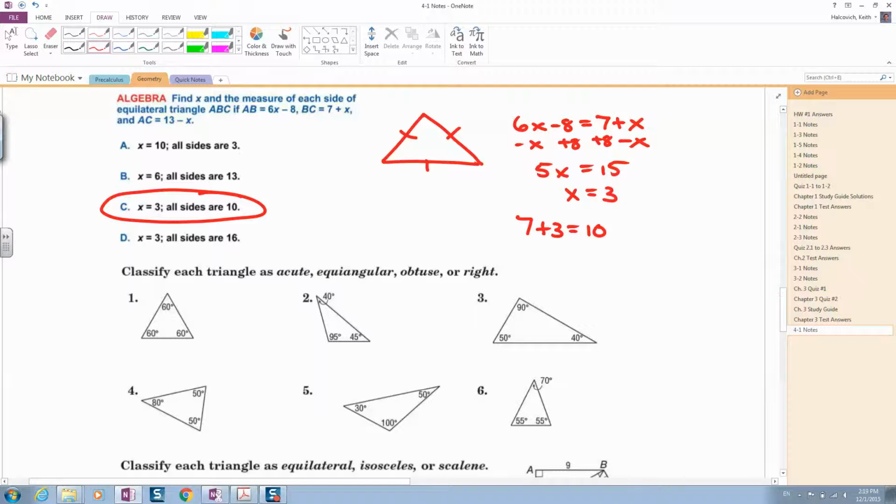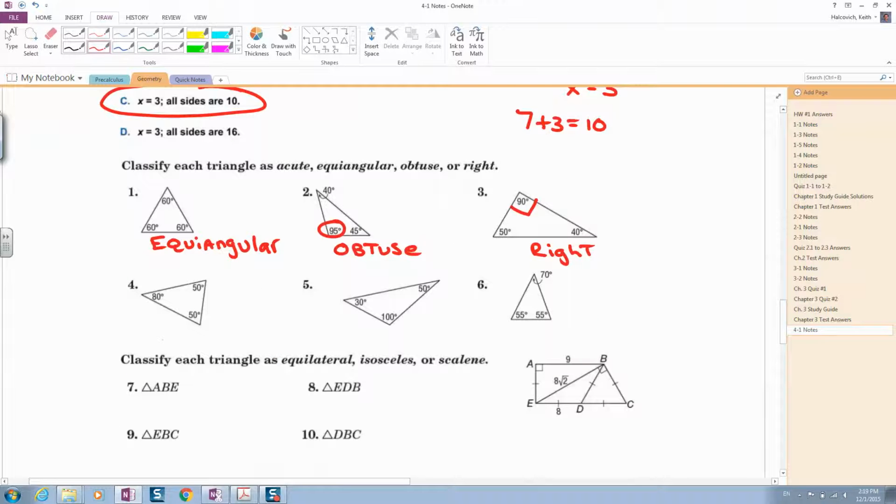All right, so let's look at these problems here. All three are the same, so this is equiangular. Notice you have an obtuse angle, so this is obtuse. You have a right triangle, so this is right, or right angle, sorry. This is acute. Obtuse angle, so it's an obtuse triangle. And then they're all acute, so it's an acute triangle.